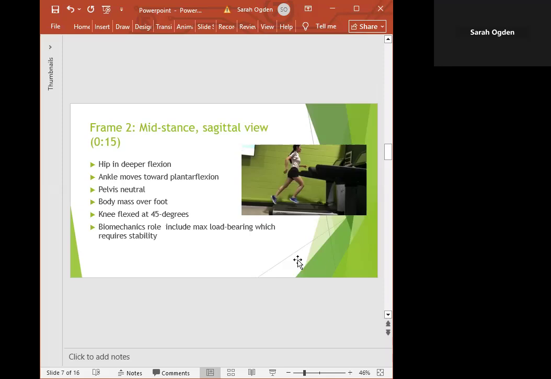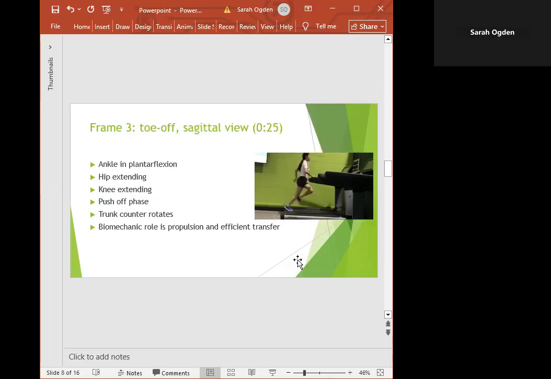And we want to move on to the third frame. So I've chosen the toe off position in the sagittal view as well. This is our last one for the sagittal view, and then we have two more for the frontal view. So this one's at 25 seconds into the video.